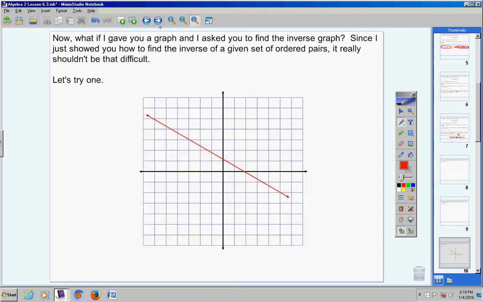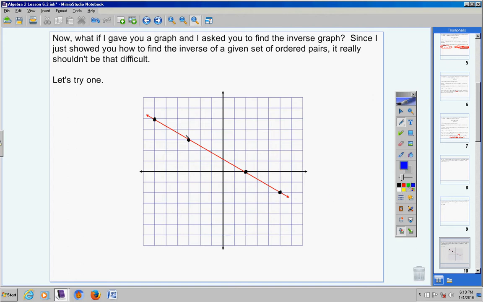Let's try one. Please copy this in your notes the best that you can. I'm going to highlight some points for you here. Make sure you get that ordered pair on your graph. And we're going to say it crosses the x-axis right there, even though it doesn't quite do that. And we're going to use this ordered pair and this ordered pair right here. Okay, so as you copy this in your notes, make sure those four ordered pairs are highlighted, okay?